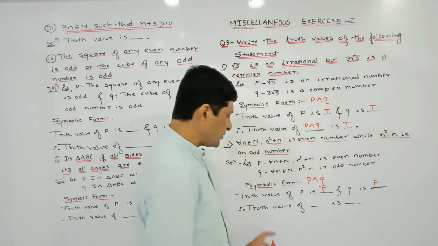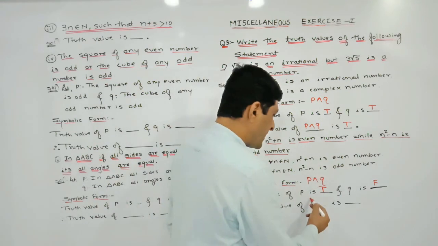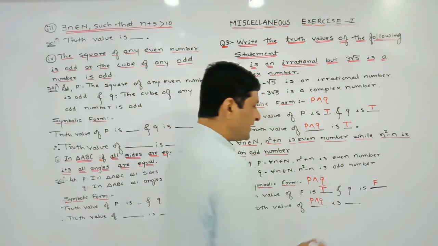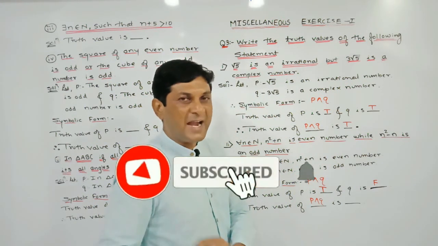In case of "and", where two parts are connected by "and", if at least one statement is false, what will the truth value of "and" be?